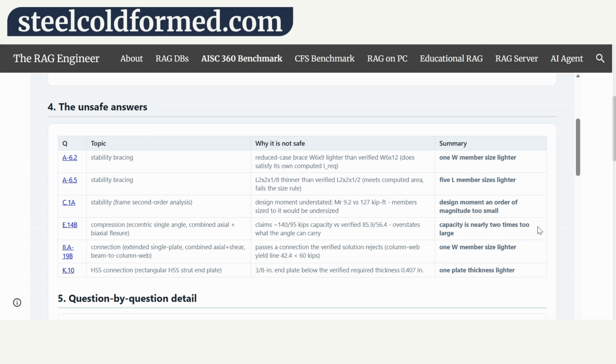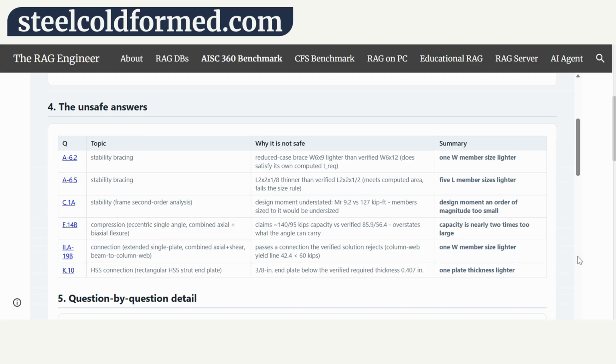In E14B, the compression capacity of an angle column was miscalculated to be nearly 2 times larger than the verified solution. In II-A19B, a W column was specified that was one member size lighter than the verified solution. In K10, a connection plate was specified that was one plate thickness lighter than the verified solution.